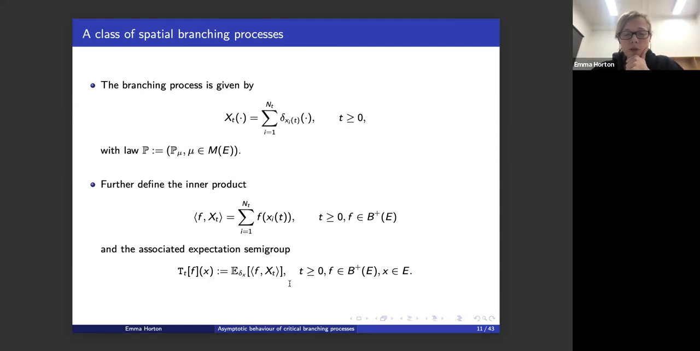And we're going to be interested in the average behavior of this process. So if I define the inner product of f and Xt to be f applied to each of the particles and add it all up, then its expectation semigroup is just the average of this, when started from a single particle at position x. And it's the long-term behavior of this expectation semigroup that will dictate the criticality of the system. Okay, so we'll see this in a couple of slides. But it's this and another related semigroup that I'm going to be interested in the long-term behavior of, to look at these Kolmogorov and Yaglom type results.